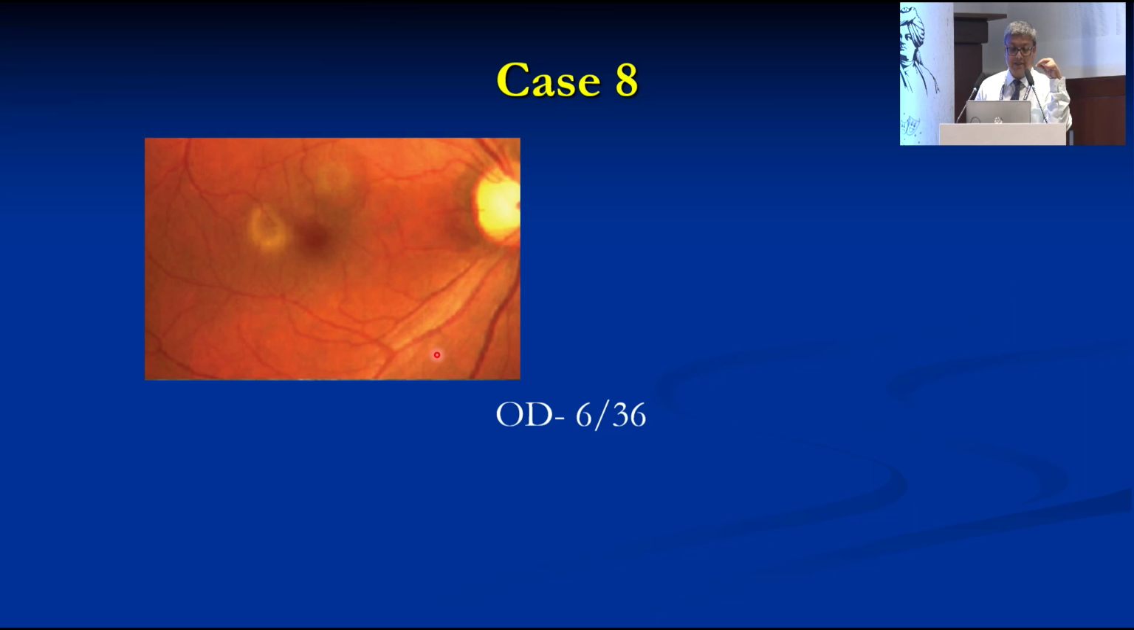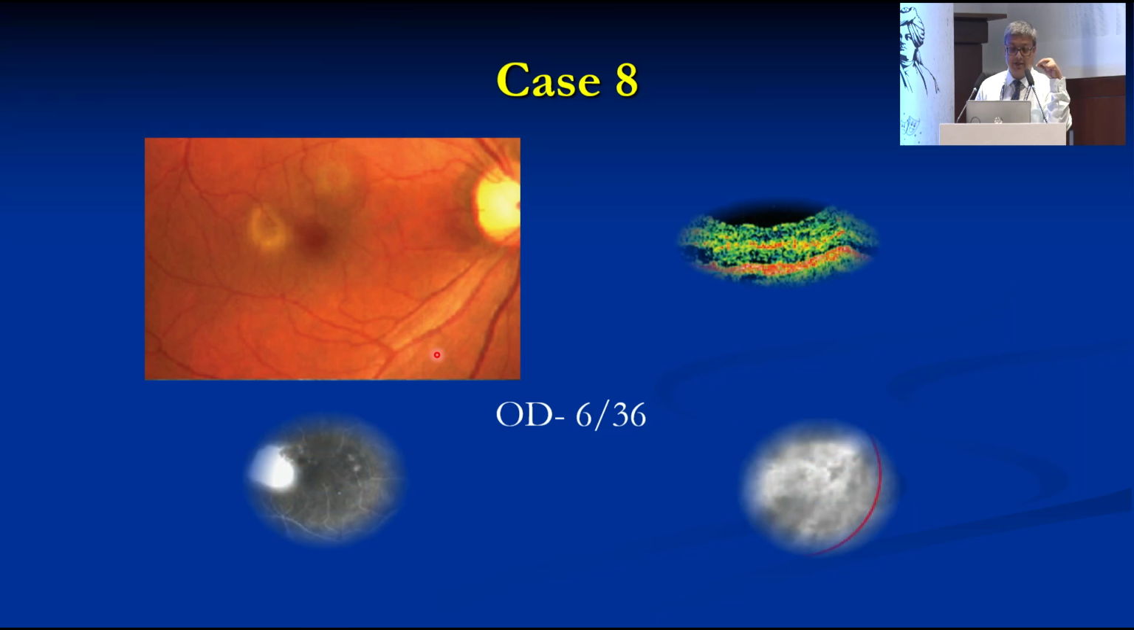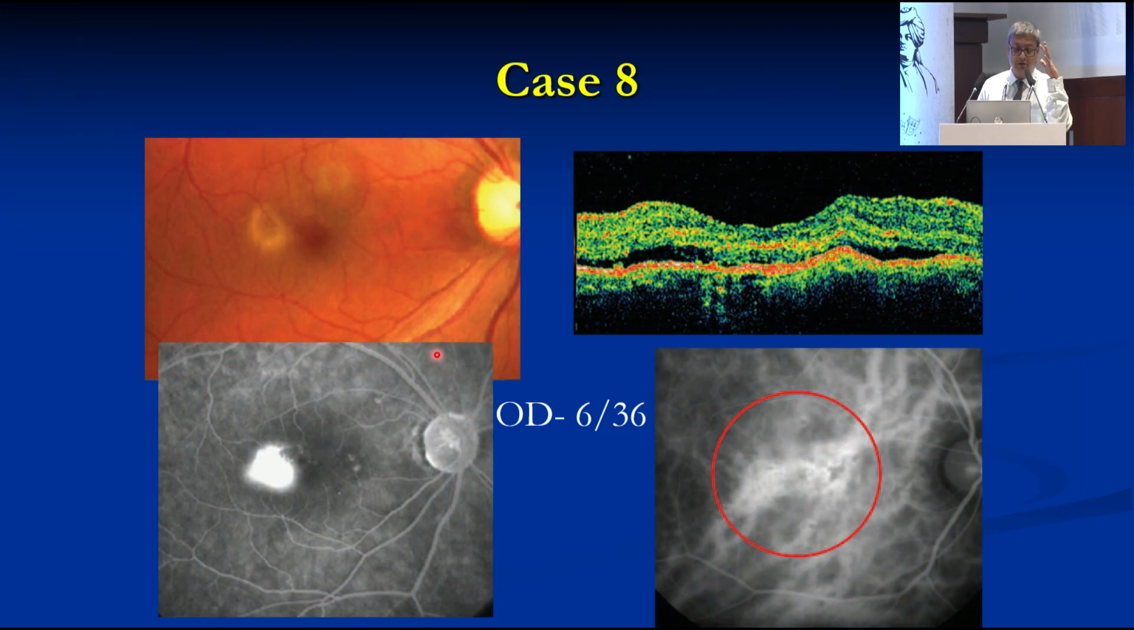This is a case of CSCR, with 6/36 vision. Why do we do FFA? To see the central leak. Previously, it had to be treated. If it is chronic, for more than 6 months, then we can treat with PDT. Nowadays, we often observe.